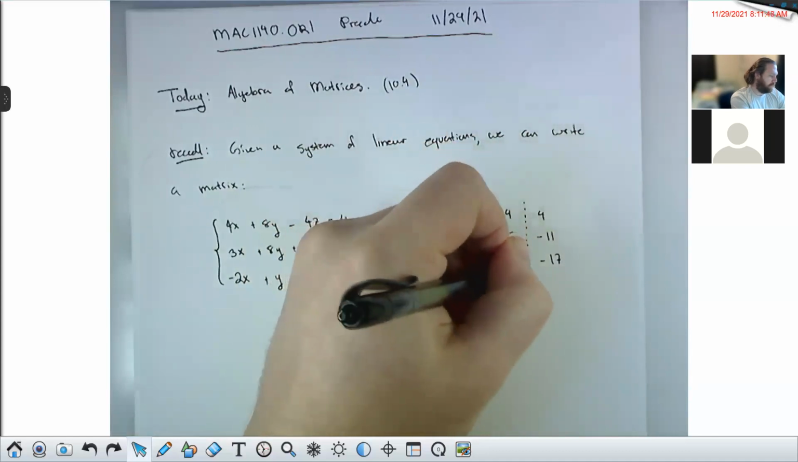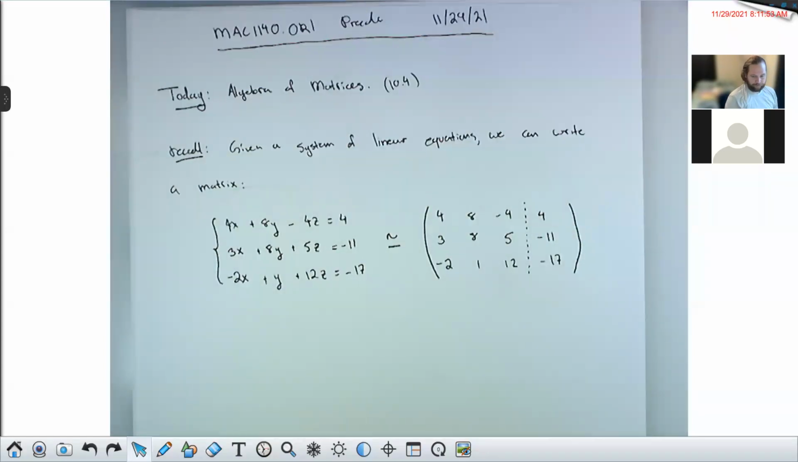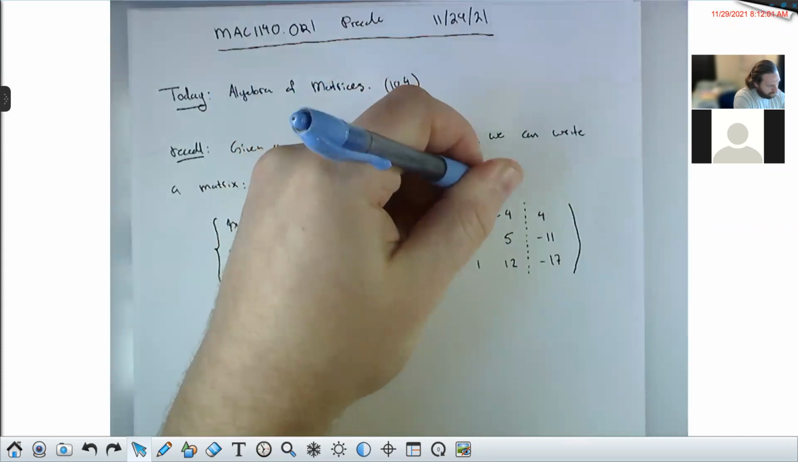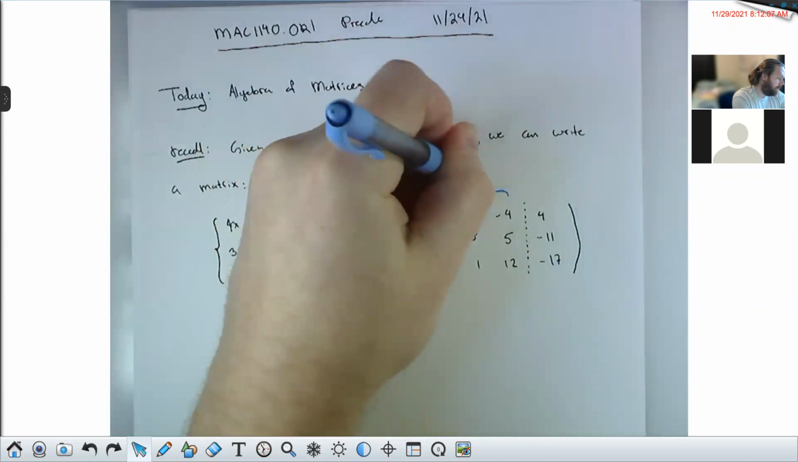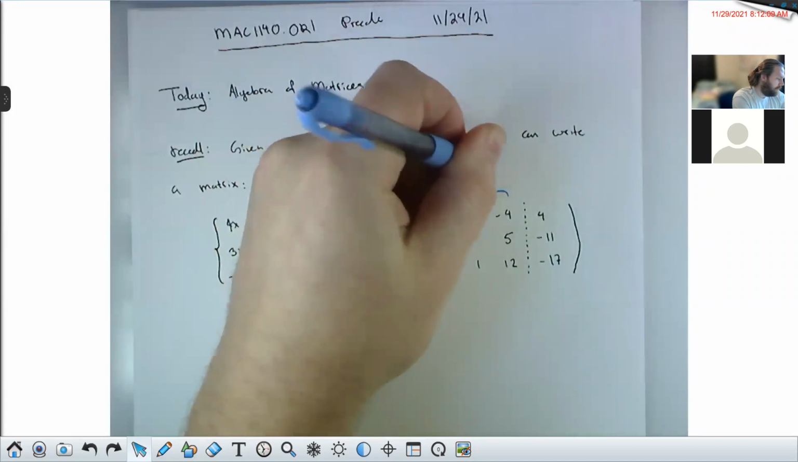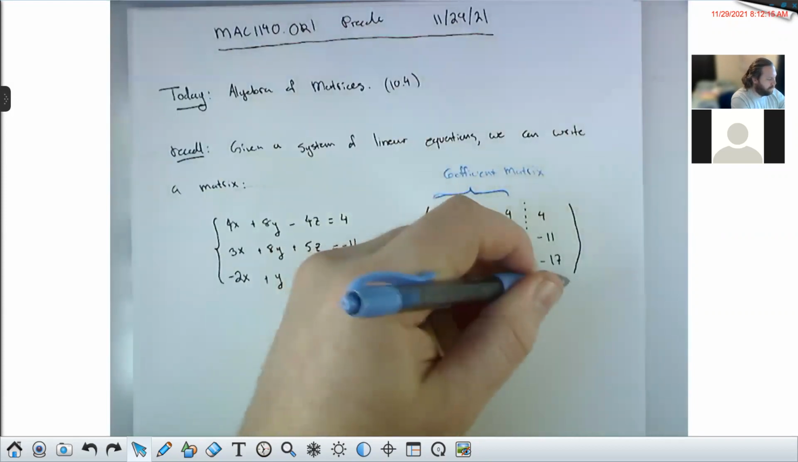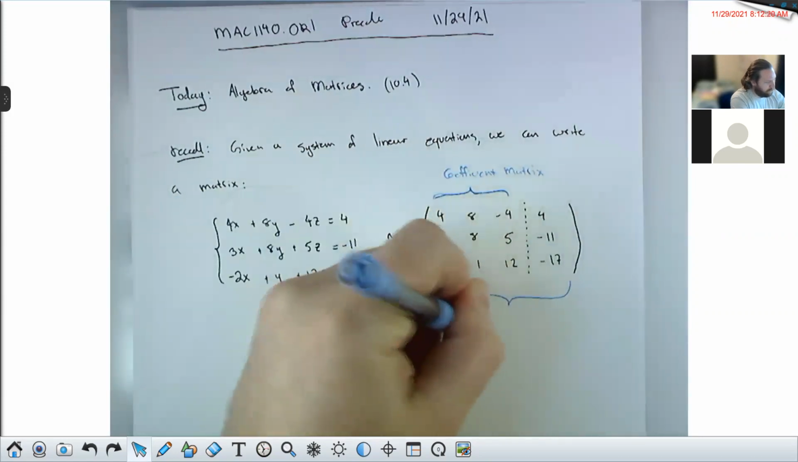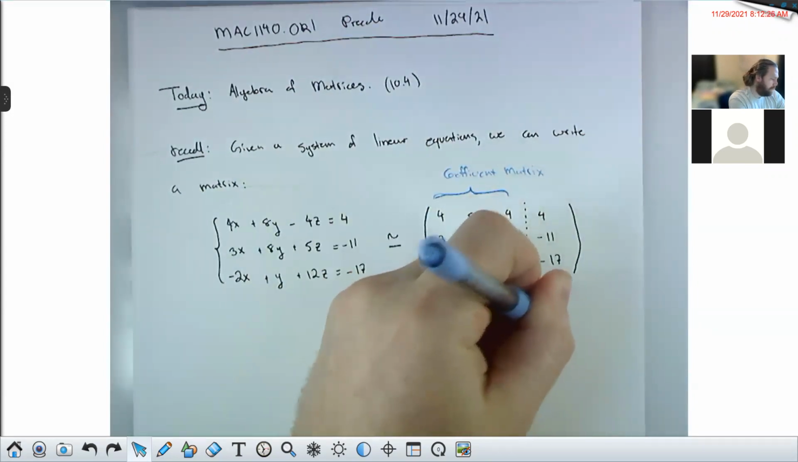And I like to put this little vertical dividing line in here to remind me what is what. Namely, the stuff to the left of that line, these are the coefficients of the variables. So just this stuff is called the regular coefficient matrix. And all of this, with the right-hand side included, is called the augmented coefficient matrix.